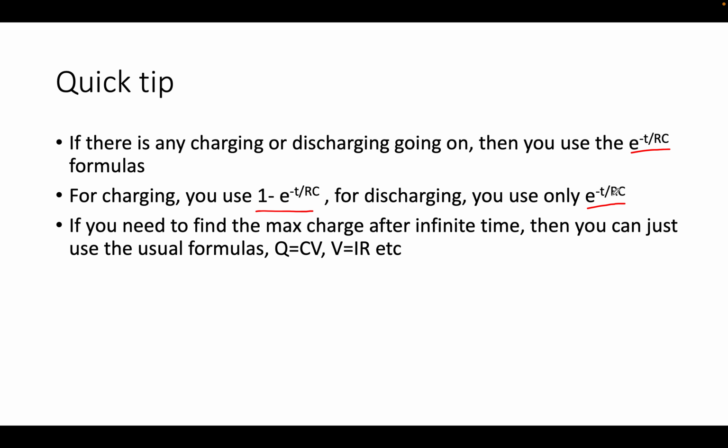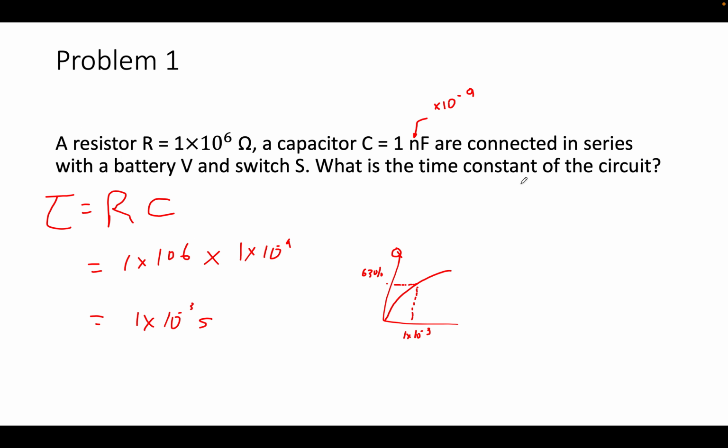If you want to find the maximum charge or the maximum current, we can use the normal formulas. Q equals CV, V equals IR, and that's it. Nothing crazy going on over there. So if you had a question that says you have a resistor and a capacitor in series with a battery and a switch, to find the time constant, you just multiply the two together.